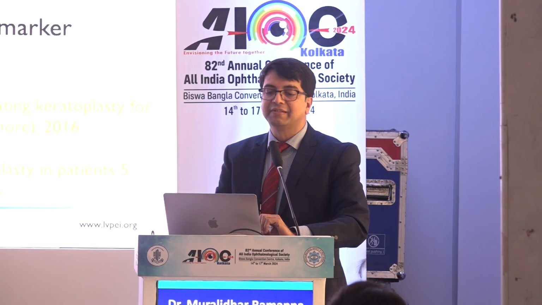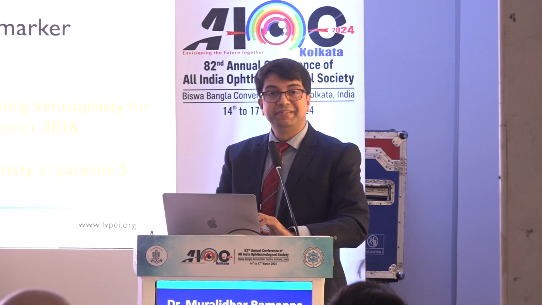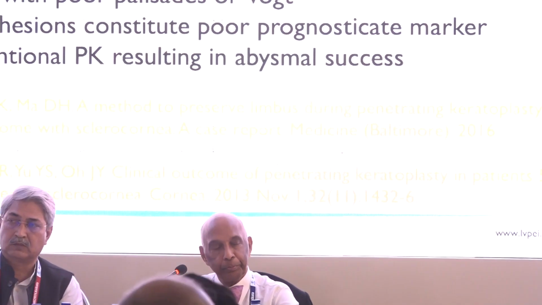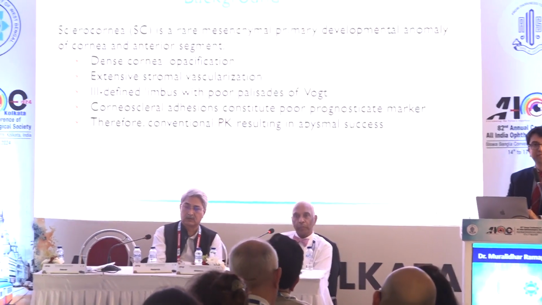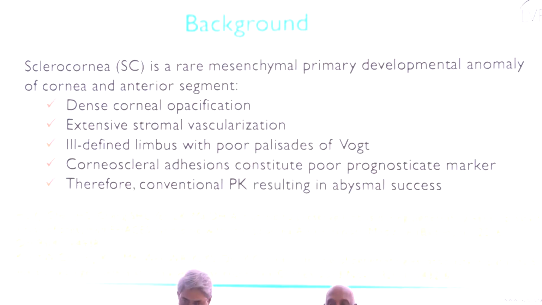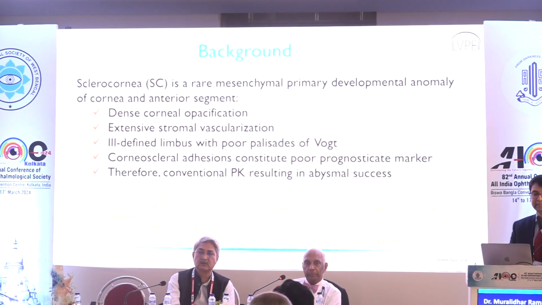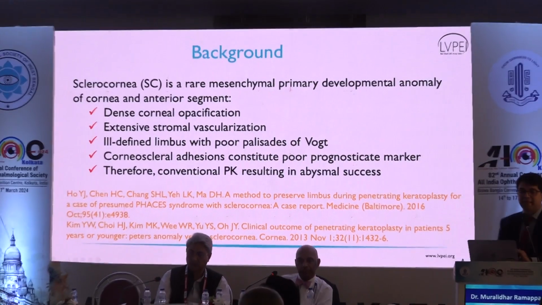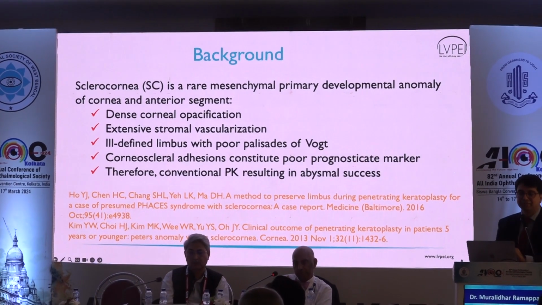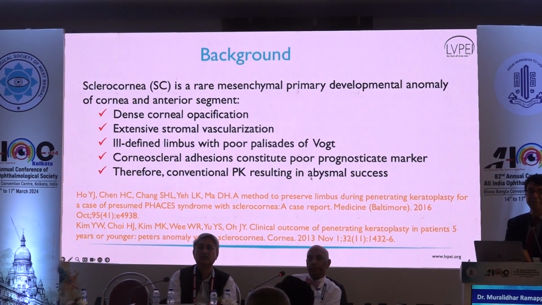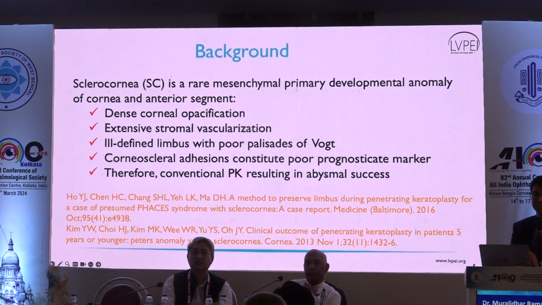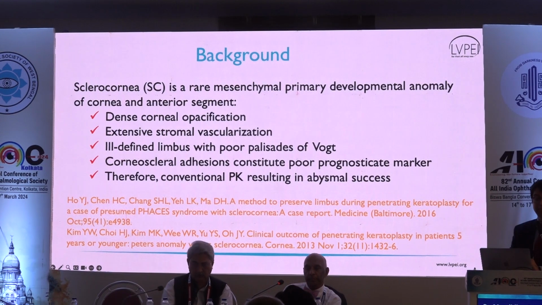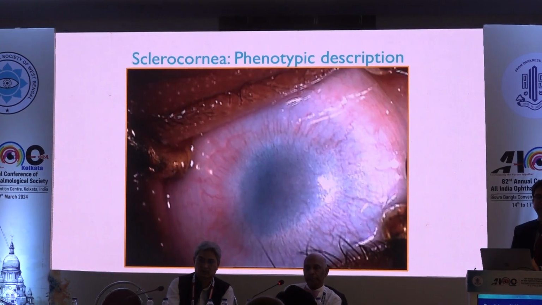As we all know, sclerocornea is one of the very rare, severe forms of an anterior segment abnormality, wherein you have a dense corneal opacification, extensive vascularization, ill-defined limbus with a poor limbal palisade. All are high risk factors for a corneal transplantation. And cases which have a peripheral corneoscleral adhesion, that is an independent risk factor not only for glaucoma and also graft failure. Therefore, we have to have an alternative to the penetrating keratoplasty.